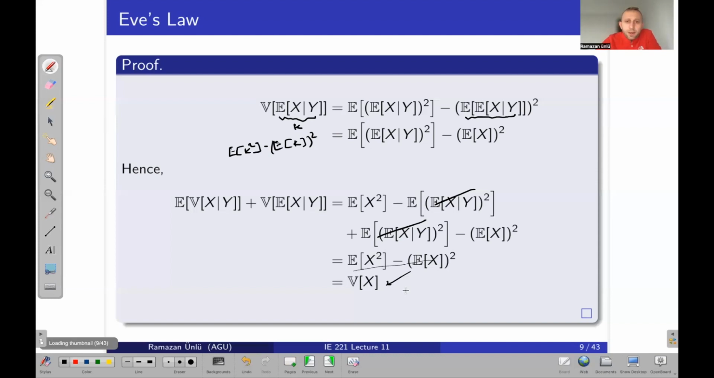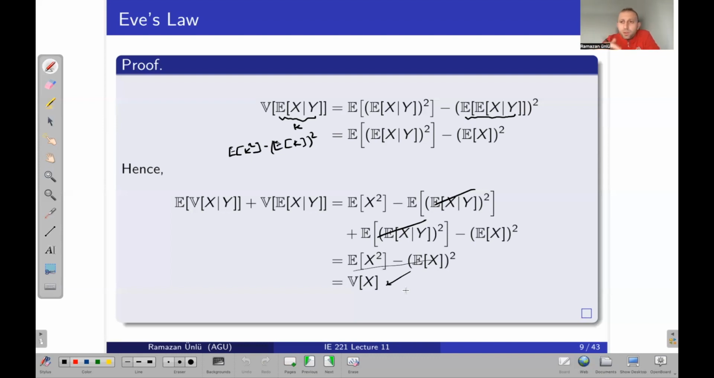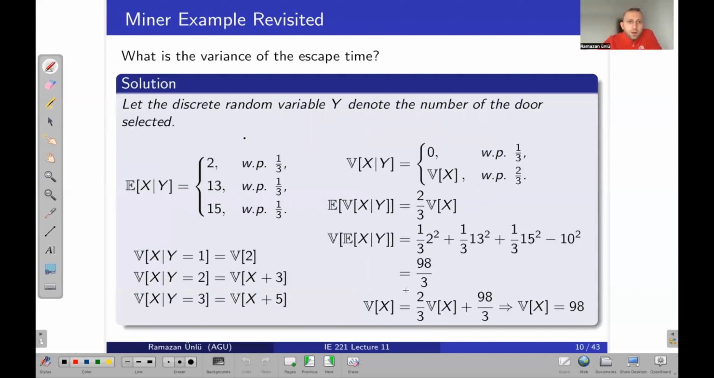In summary, I can use the conditional things to calculate the variance of X by using Eve's law, okay? And to make it more concrete, let's just revisit the mine example.